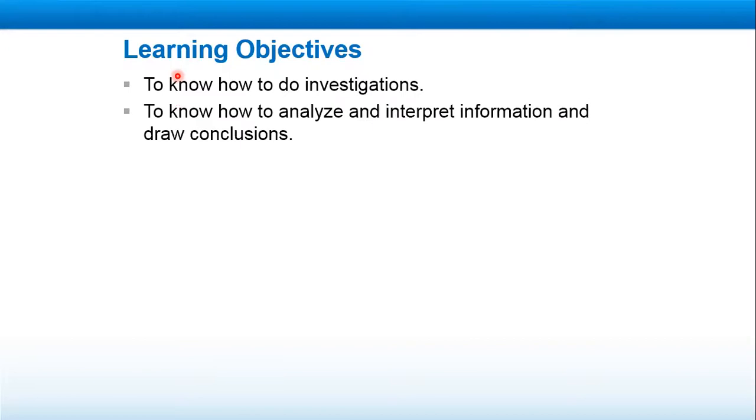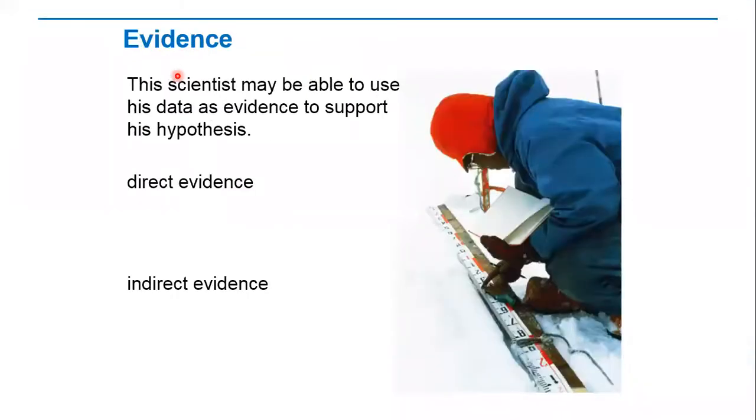Learning objectives. At the end of this lesson, you will be able to know how to do investigations, how to analyze and interpret information and draw conclusions. Evidence. The scientist may be able to use his data as evidence to support his hypothesis. There are two kinds of evidence, direct evidence and indirect evidence.